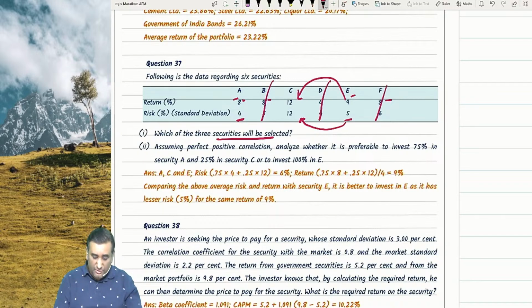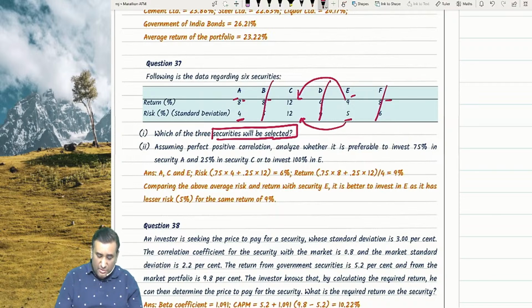So the 3 securities which would be selected are A, C and E. You can call them the efficient securities. In case he had said select the best one, which he generally does not ask, then I could have used COB, and I have given the answer in this slide also. Maybe you can go back home and refer to it. So he says which of the 3 securities will be selected. We have A, C and E.